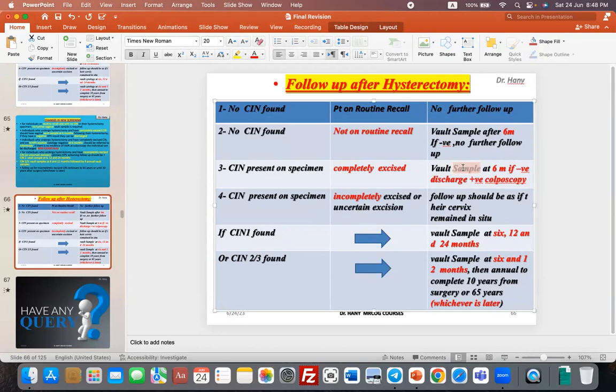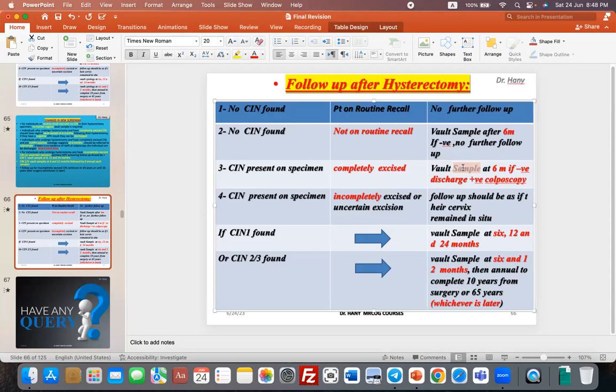To rule out VAIN, because there is a risk of about 3 to 4% after hysterectomy of having a vaginal invasive cancer or intraepithelial cancer. So I will do colposcopy, vault sample at 6 months. If positive, colposcopy. Colposcopy negative, discharge. Okay?